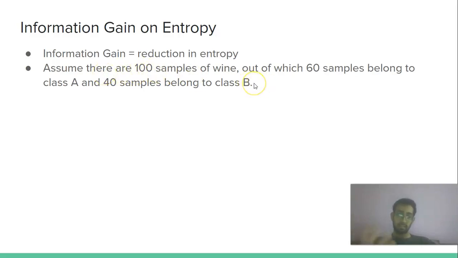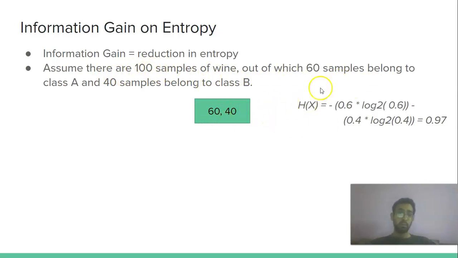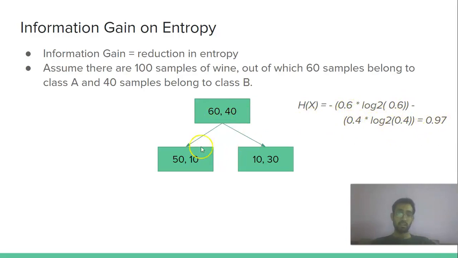Let me give an example here. Assume there are 100 samples of wine, out of which 60 samples belong to class A and 40 samples belong to class B. The entropy in this case is, as we calculated, 60 by 100, 0.6, and 40 by 100, 0.4, which is 0.97. Now I applied some condition on the independent features, and I got 50 for class A and 10 for class B in one child node, and in the other child node 10 of class A and 30 of class B.